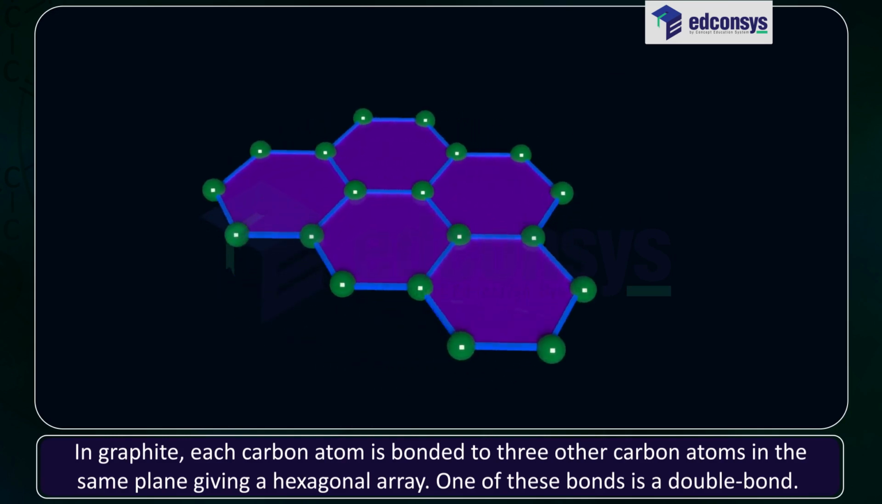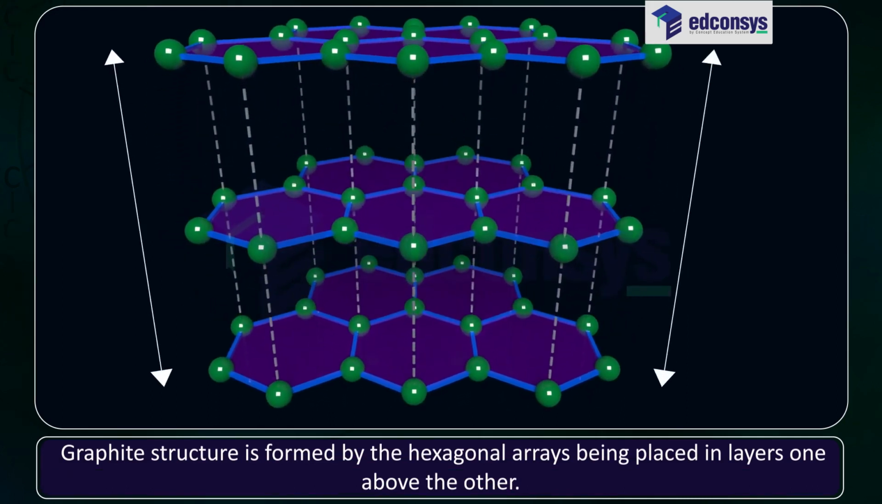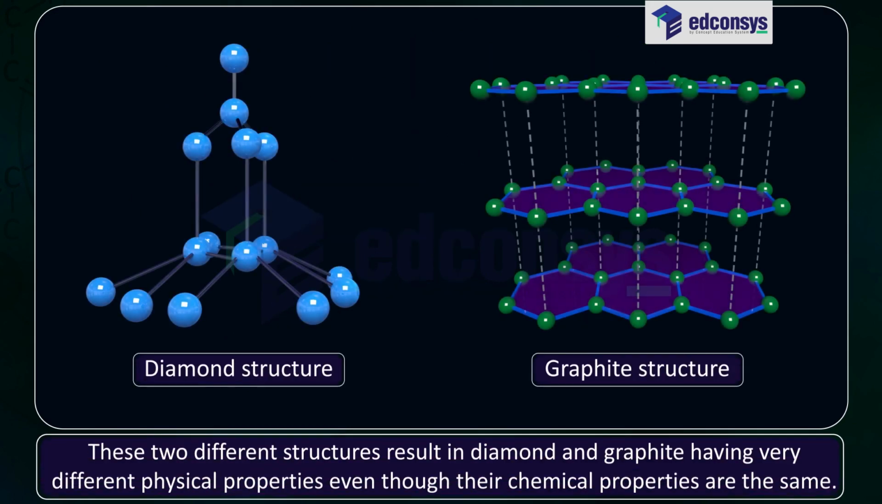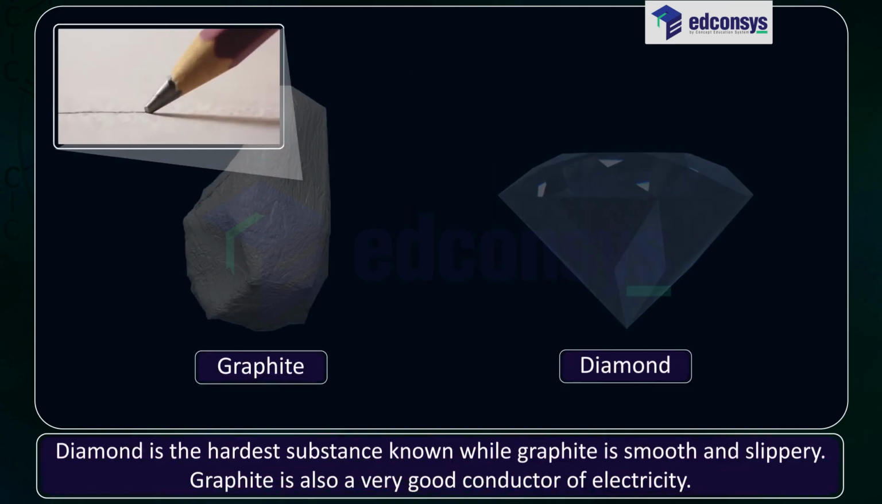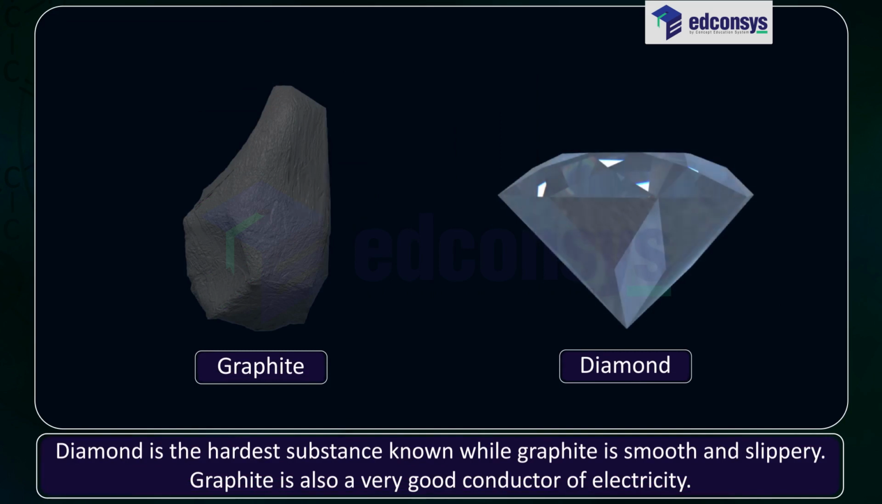One of these bonds is a double bond. Graphite structure is formed by the hexagonal arrays being placed in layers one above the other. These 2 different structures result in diamond and graphite having very different physical properties even though their chemical properties are the same. Diamond is the hardest substance known, while graphite is smooth and slippery. Graphite is also a very good conductor of electricity.